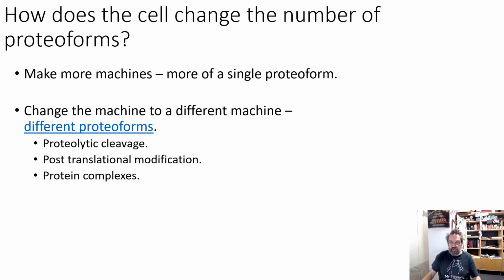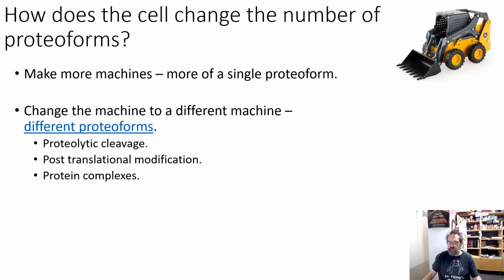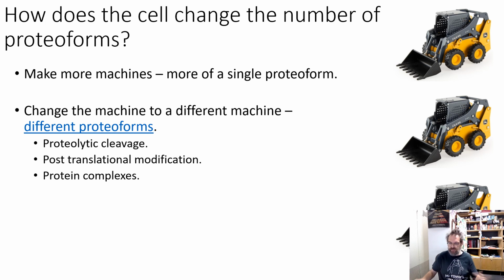So how does a cell actually change the number of these proteoforms? Well, the simplest way that it can do that is that if it needs to respond quickly to an environmental change, it can just make more machines. Okay, so in this particular case, we've got this little skid steer here. And so if I want to dig more holes more quickly, I can just make more skid steers. I can just bring them in and actually get the job done that much quicker. And the proteome is a similar kind of thing. The cell goes, okay, wait a minute. Here's this stimulus. I need to do this more quickly. I make more machines. That happens more quickly.